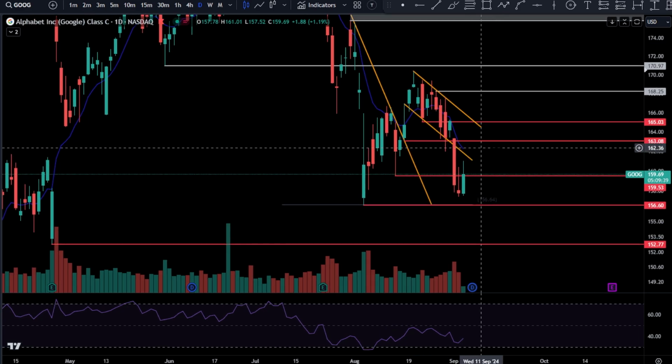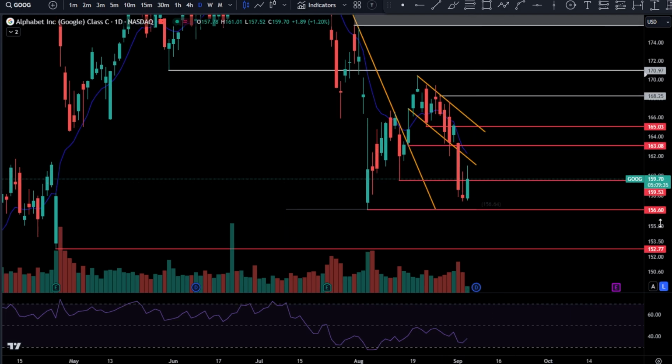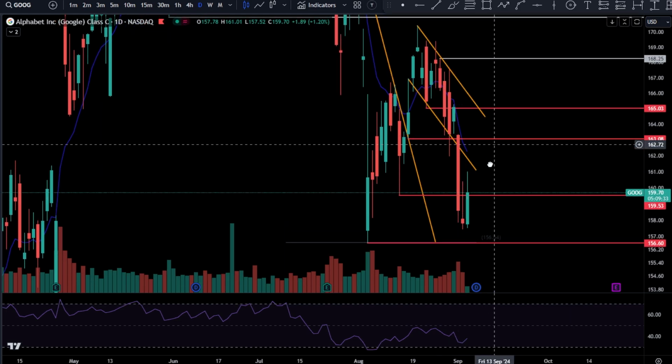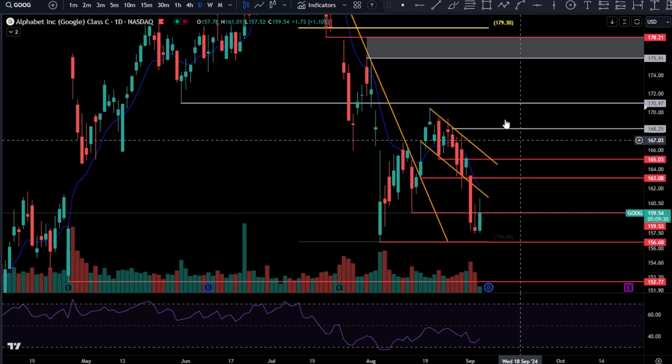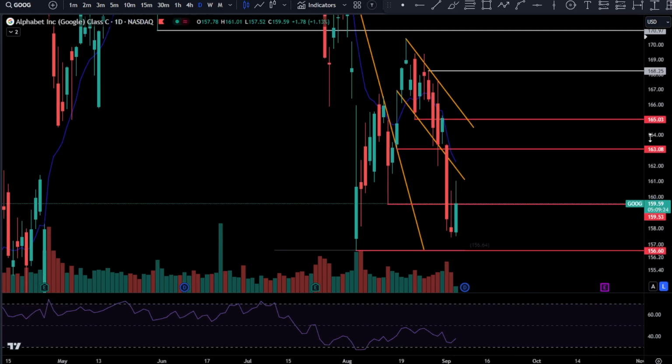You see how Google over here is also underneath that daily 9. Well, what happens if you come up and test 163.08 and that daily 9? You're probably getting rejection there. So we have a lot of things across the board that have that setup. All right. But yeah, Google, guys, 159.53.